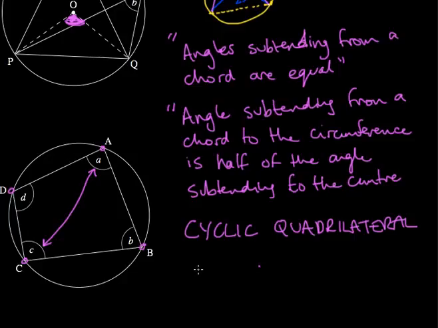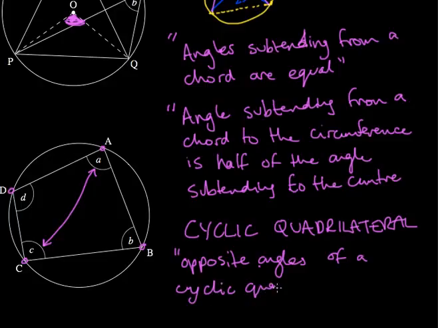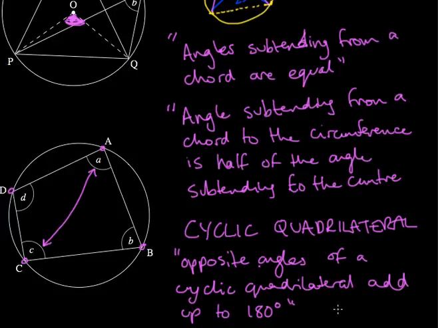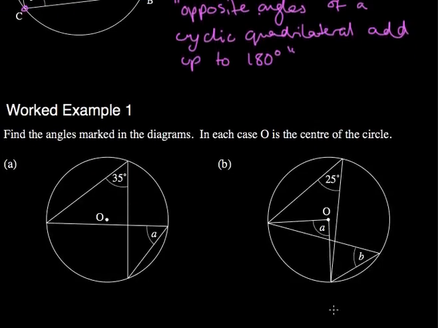If that is the case, you can say that opposite angles of a cyclic quadrilateral add up to 180 degrees. So we've got 3 different circle theorems there to think about, and let's have a look at a worked example to put this into sense.